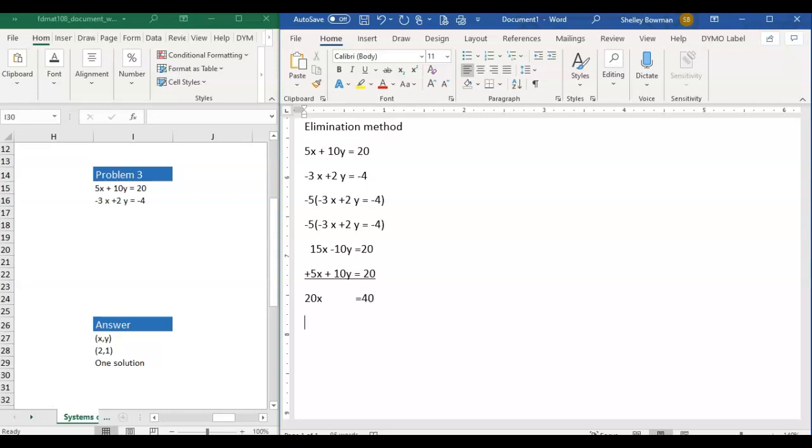Now I have 20x equals 40. Solving this by dividing both sides by 20. I guess I should show that. Divide by 20. 20 divided by 20 gives me x. 40 divided by 20 is 2. And you can see that that was really fast to get to our answer of 2.